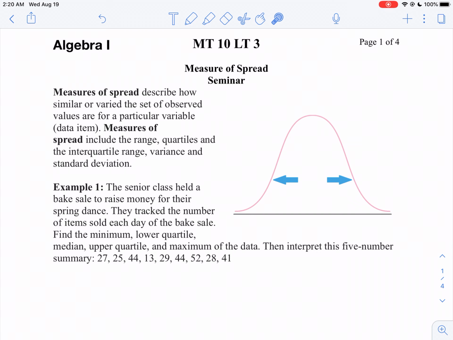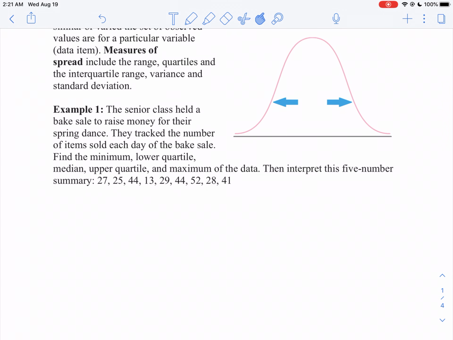If we take a look at the first one, it says the senior class held a bake sale to raise money for the spring dance. They tracked the number of items sold each day of the bake sale. We want to find the minimum, the lower quartile, the median, the upper quartile, and the maximum of that data. Then we want to interpret this 5-number summary. So this is what's called the 5-number summary: the minimum, lower quartile, median, upper quartile, and maximum of the data.